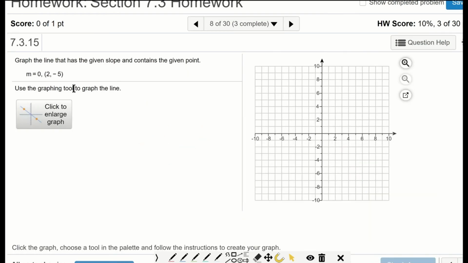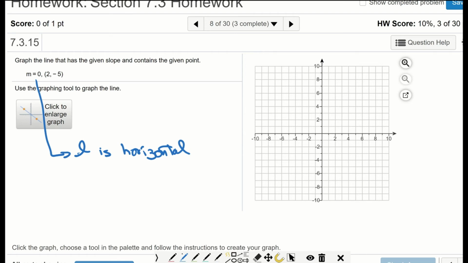So how would you handle one like this, where the slope is 0? Well, here they give us one point on the line, right? And that's 2, -5. When they say the slope is 0, that's another way of saying this line is what? Think about it for a second. This implies the line is, if you said horizontal, I agree with you, okay?